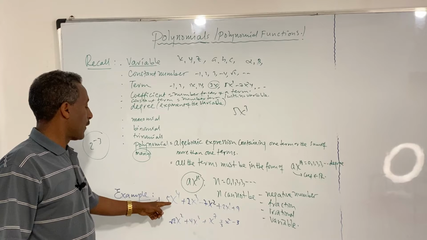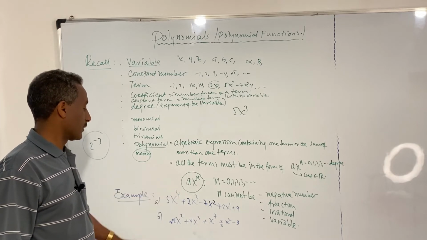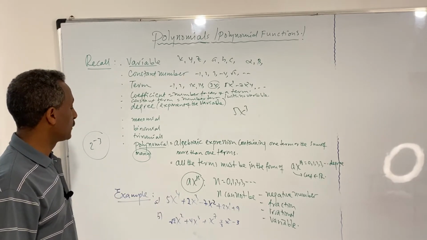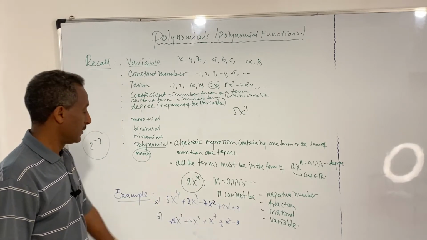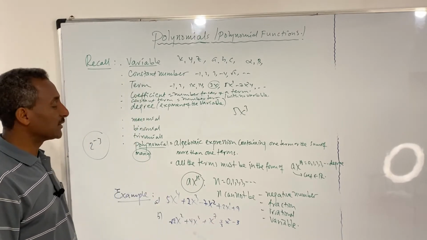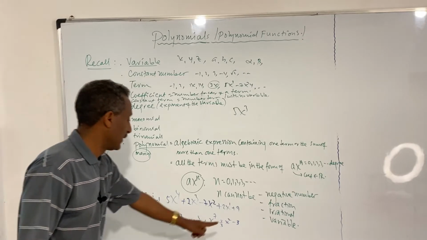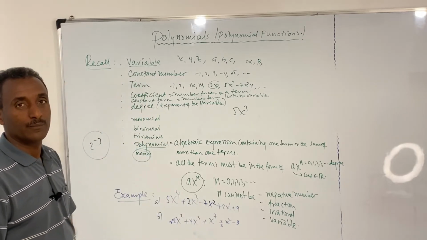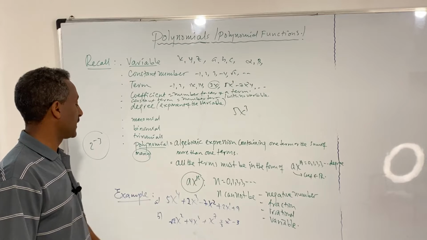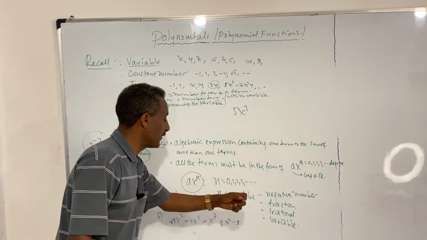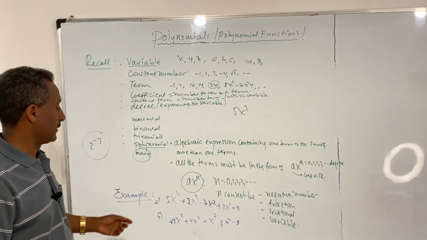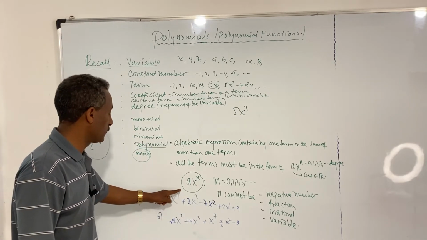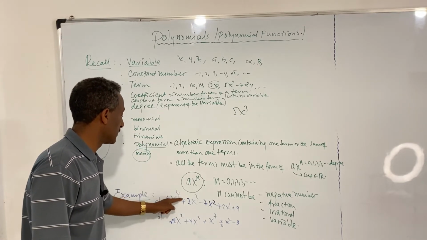What is the coefficient of x to the power of 4? 5. What is the coefficient of x squared? -7. What is the coefficient of x? 2. What is the constant term, the term with no variable? Number 9 here. How many terms are in the variable? 1, 2, 3, 4, 5 terms. What is the term with the highest degree? The highest degree of the variable is 4. So this is the term with the highest degree.